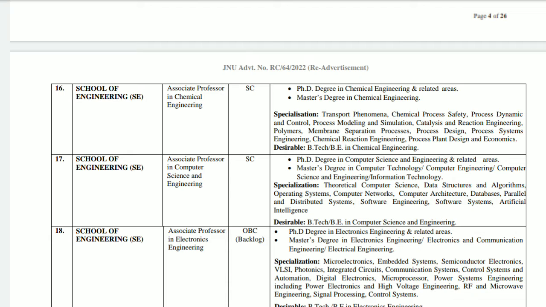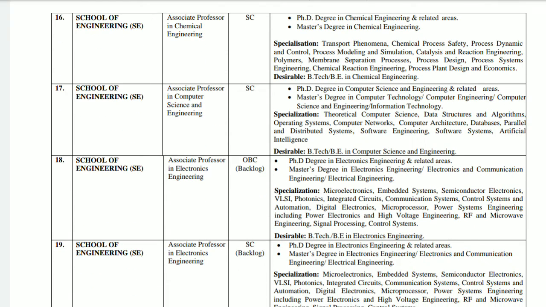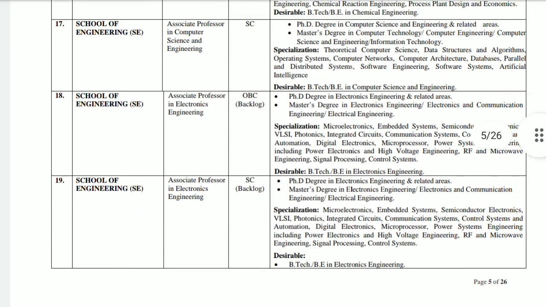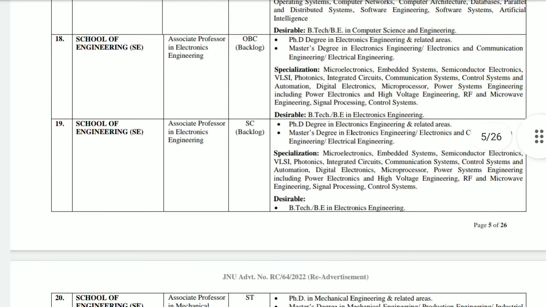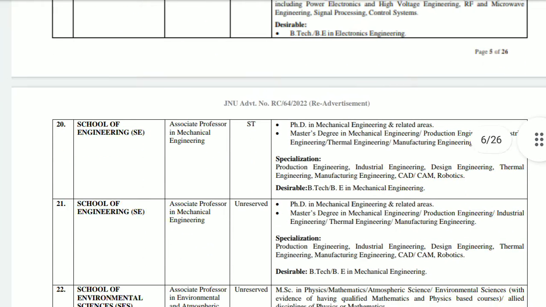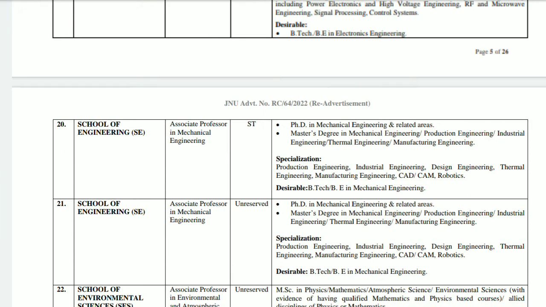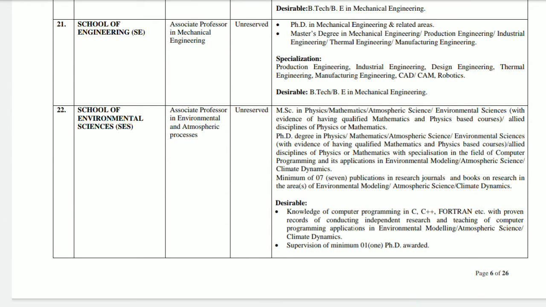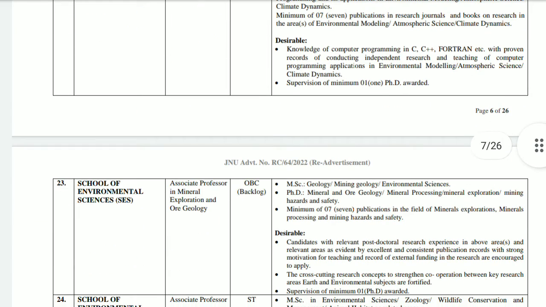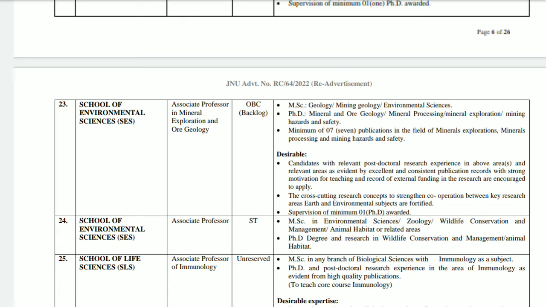The next job position, Associate Professor in Computer Science and Engineering. The next, Associate Professor in Electronic Engineering Department, and in Electronics Engineering Department. Next, Associate Professor in Mechanical Engineering Department, in Environmental and Atmospheric Process, and in Mineral Exploration and Ore Geology Department.